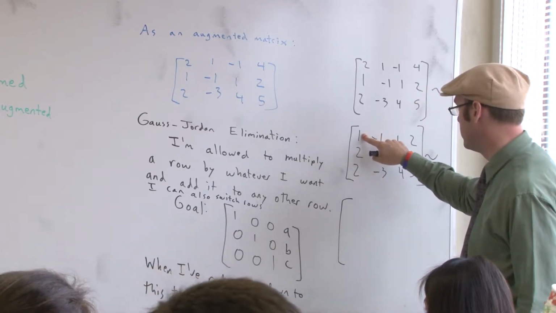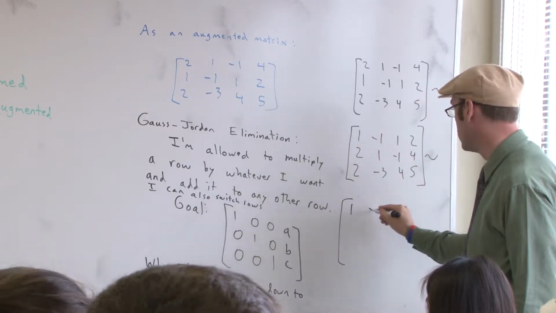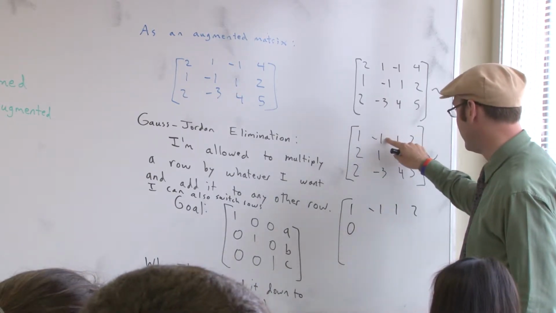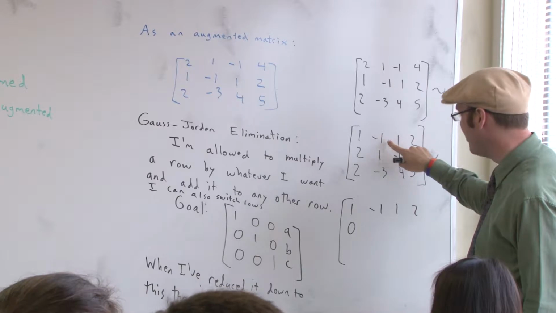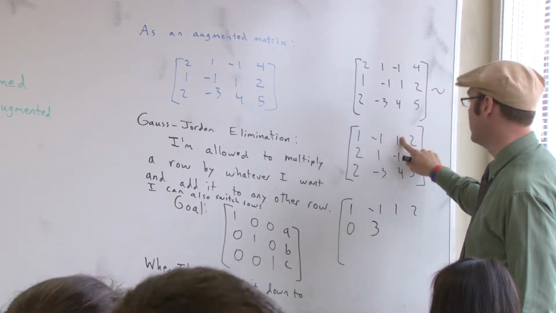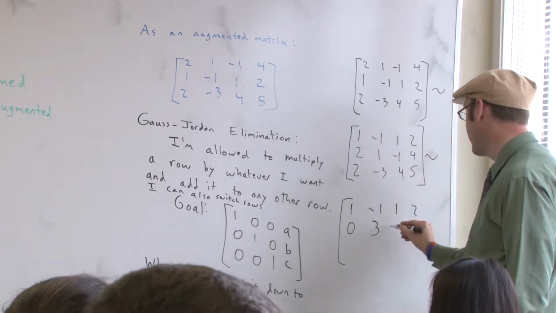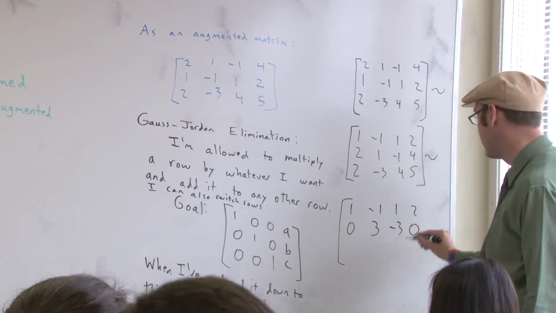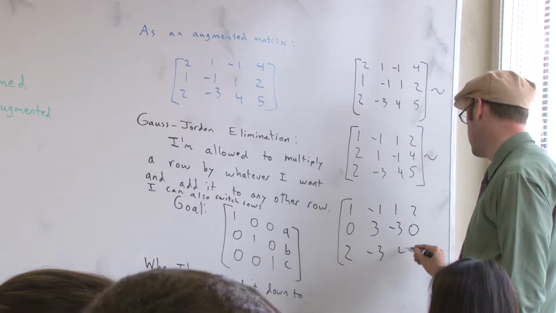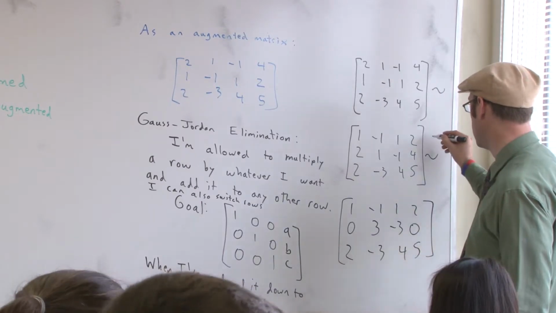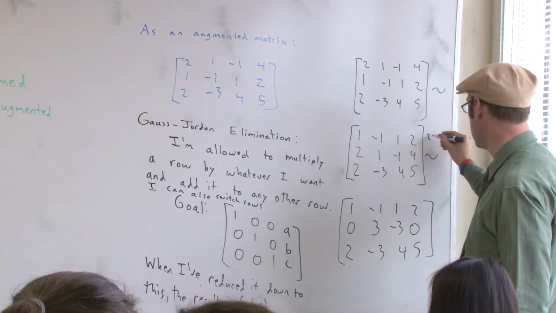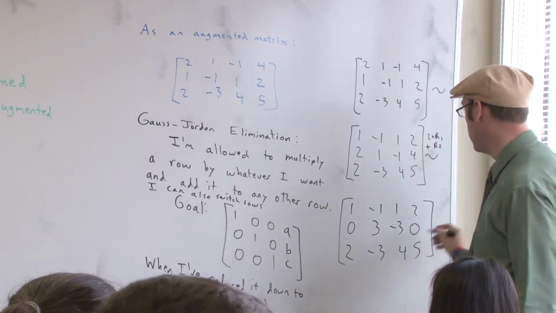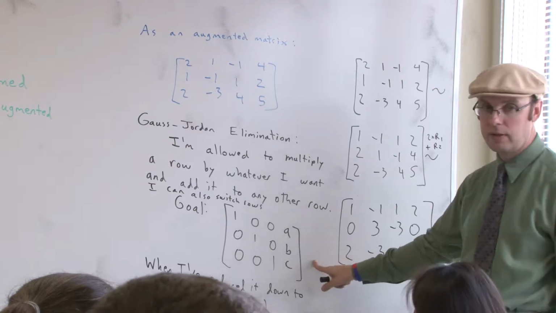So 1 times -2 is -2. Added to 2 is 0. Times -2 is 2. Added to 1 is 3. Times -2 is -2. Added to -1 is -3. Times -2 is -4. Added to 4 is 0. And you keep going, keep going, keep going until you get this.